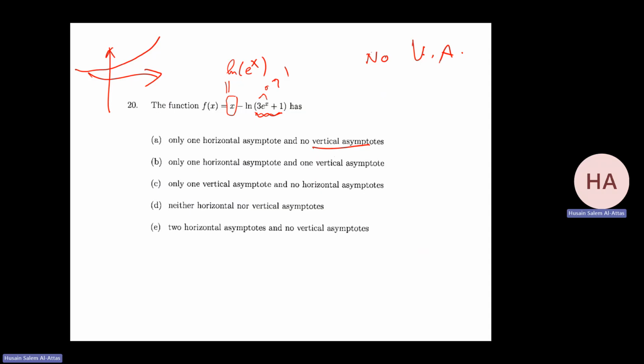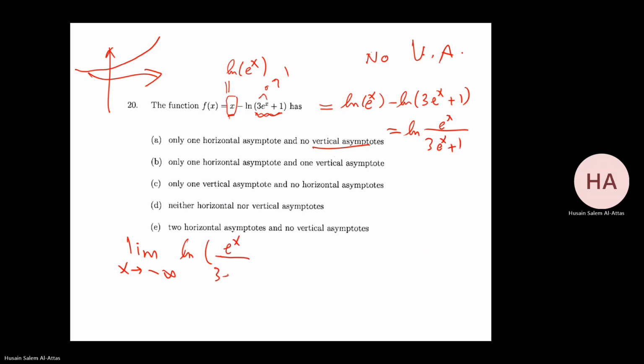So when you think about the horizontal asymptote, I'll do this trick. I'll change this into ln e to the x. So f of x will be ln e to the x minus ln of 3e to the x plus 1, which is ln of e to the x over 3e to the x plus 1. Okay, now I need to find the limit. x goes to, let me start with minus infinity, of this function. We'll have a problem. Why? Because this will go to 0, and this will go to 0. So you have ln of 0, which is undefined. So we cannot have a horizontal asymptote from the limit as x goes to minus infinity.